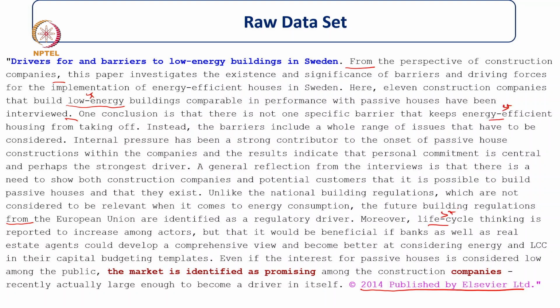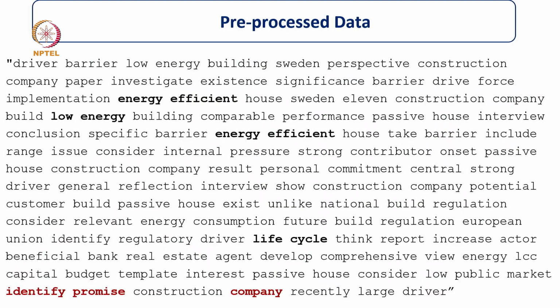Then after that we have removed the numbers. In this particular thing we don't have numbers. We have also removed the stop words, so all those stop words have been removed. And finally we have done the lemmatization. So this was "identified promising companies", and these have been mapped to the root dictionary word. So this was our raw data set, and now after doing the pre-processing, we have this data set.